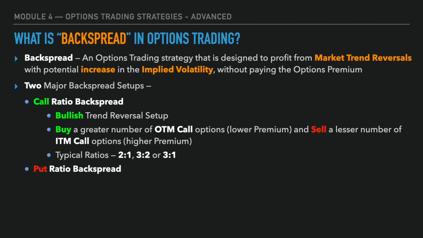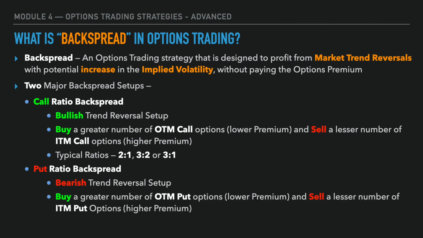The other type is the put ratio backspread. It is a bearish trend reversal setup, which means you believe the market will crash and reverse to the downside. For a put ratio backspread, traders buy a greater number of out-of-the-money put options with lower premium and sell a lesser number of in-the-money put options with higher premium, so that the premiums can cancel each other out and you can lower the cost of your trade in that way. The typical ratios are the same as the call ratio backspread, and I will go through both of these types of backspread strategies in much more detail in this tutorial.